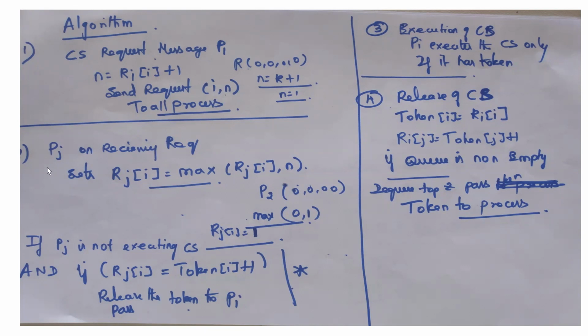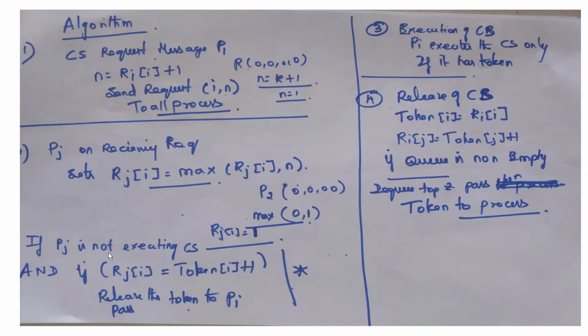Step 2: the receiving site Pj, on receiving the request, sets Rj[i] equal to max of Rj[i], n. Say, for example, P2 is the receiving end. So in P2, the ith element value of Rj is 0. And what is n? n has already come with 1, the sequence number 1. So the maximum of 0 comma 1 is going to be 1. That value is going to be assigned, Rj[i] is equal to 1.